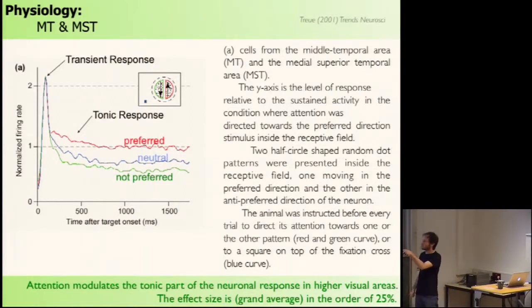You'll see that in the transient response, nothing happens. It's the same as before. It's the tonic response that is higher here than in the neutral case. And even in the non-preferred case, it's even worse. The firing rate of that neuron is actually reduced a little bit compared to neutral. So the firing rate of the neuron is altered in the tonic response, not in the transient.